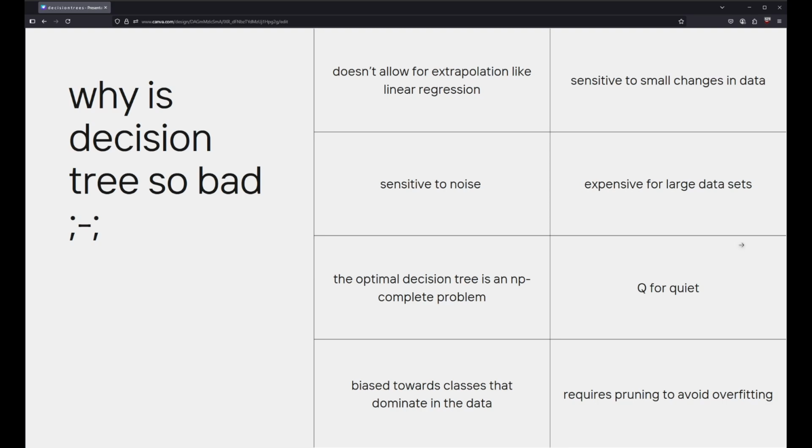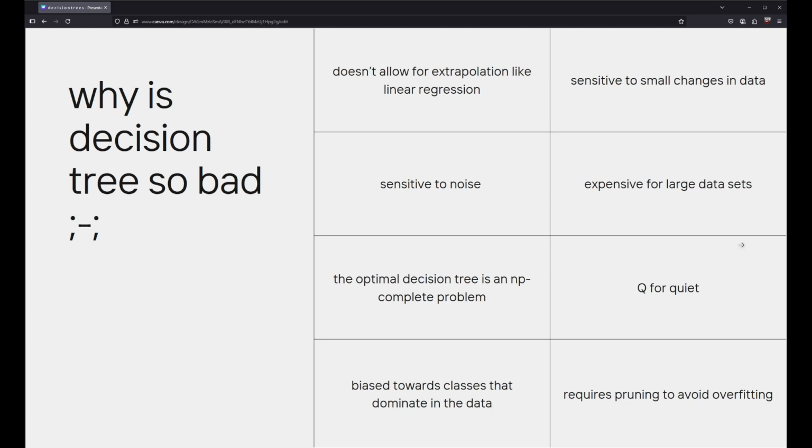Okay, I realize I have Q for quiet. That's just from the slide template. So apologies for that. But also decision trees are biased towards classes that dominate in data. So if you have a really biased data set, your decision tree will most likely learn that bias. And if it learns that bias, obviously it's not going to be a really good model predictor. It's not going to be good at predicting things for whatever machine learning task you're doing.